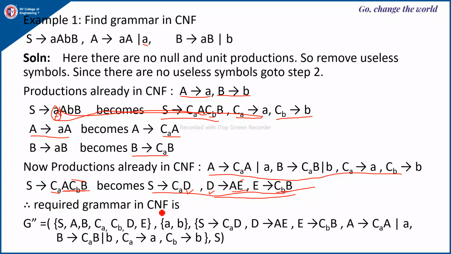Therefore, the required grammar in CNF will have the variables S, A, B, and I have added the new variables CA, CB, D and E. The terminals we have not changed. The productions are S derives CA D, D derives AE, E derives CB B, A derives CA A or a, B derives CA B or b, CA derives a, CB derives b, and S is the start variable.